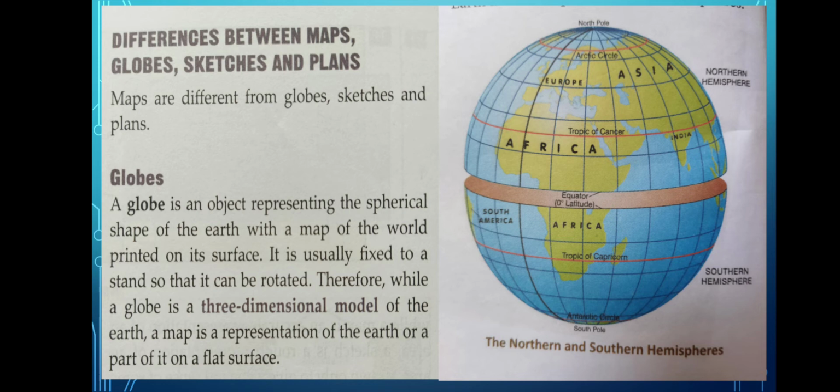Coming to the difference between maps, globes, sketches and plans. Already we discussed maps. Now we are moving on to the globe. We can see this picture. The globe represents like this. Since our earth is spherical in shape, it is difficult to represent it on a flat surface. That's the reason they use a flat surface like a map. The shapes and sizes of continents and oceans get distorted. This difficulty is solved by using a globe. That's the reason we are using the globe.